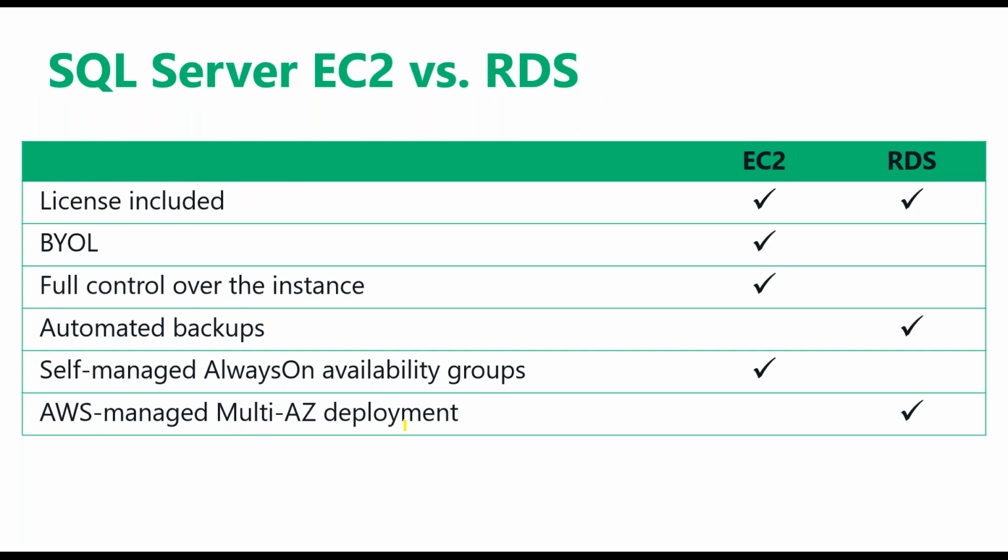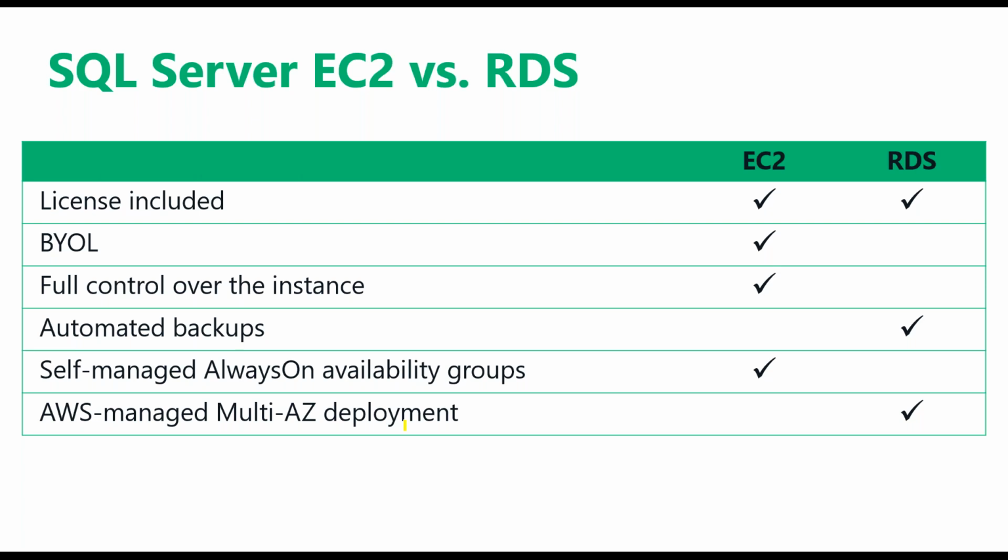From a licensing point of view, you have a license included option with both EC2 and RDS. So you can buy a product where you don't have to bring your own license, and this is typically how our users consume the services. But you also have the option of bringing your own licensing, right? So especially if you're an enterprise, you've bought a lot of licenses, you want to still use them while moving to the cloud, there is the option of bringing them over if you have software assurance.